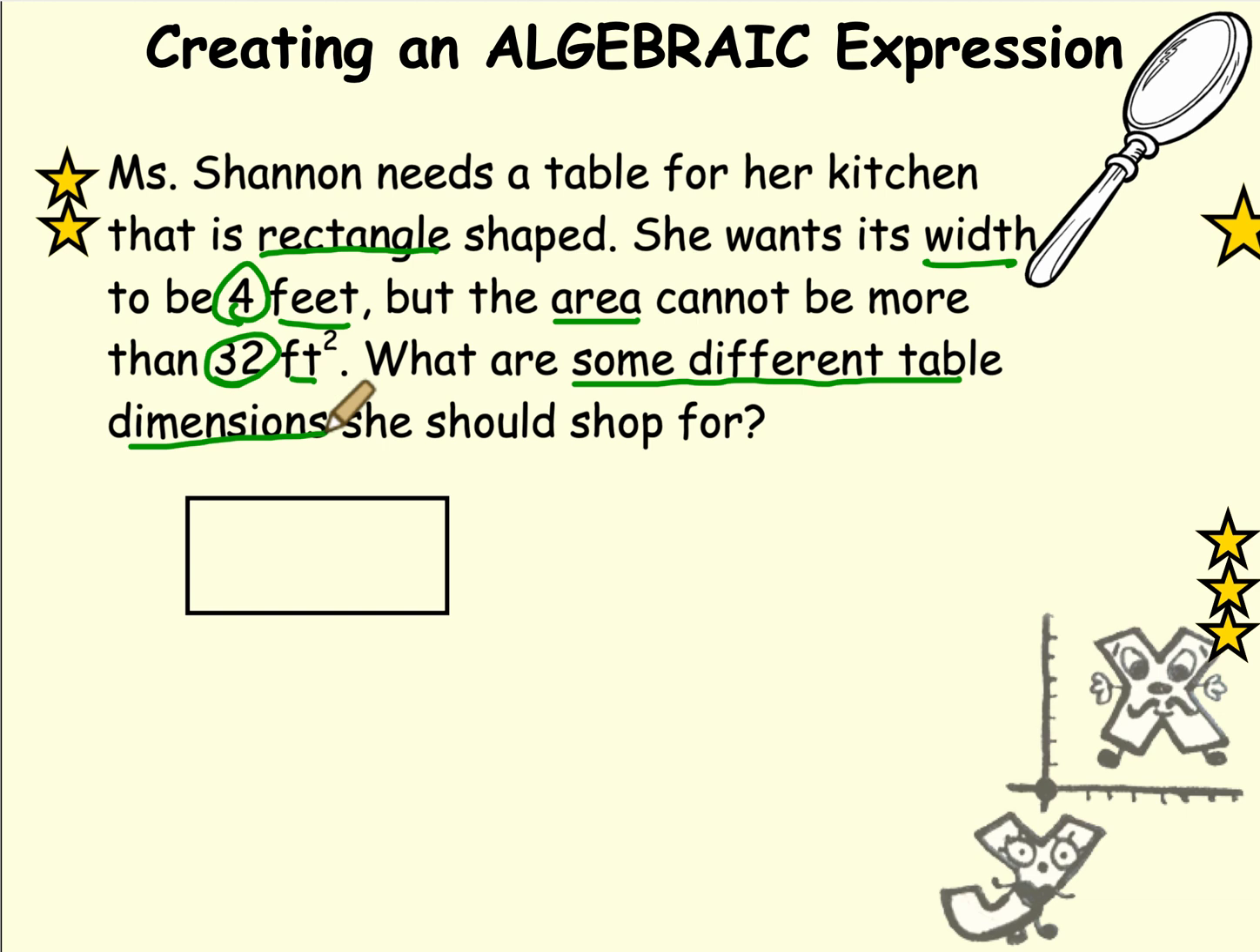Okay, so now we know that the width is going to be 4 feet no matter what. But the area can't be more than 32 square feet. So what do we know about area? To get the area of a rectangle, we do length times width. For us the width is always going to be 4 feet, but the length can be whatever we want.